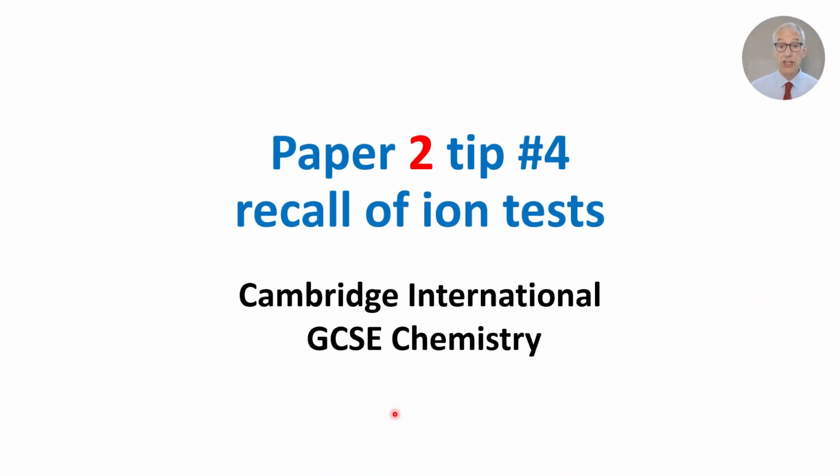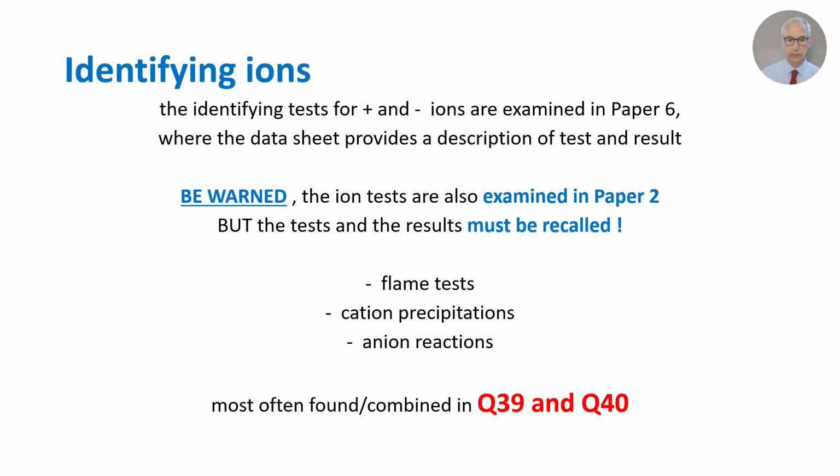Cambridge International GCSE Chemistry, Paper 2, tip number 4, about the need to recall ion tests. The tests for positive and negative ions are examined in paper 6, but you are provided with a data sheet. Be warned, in paper 2, the tests and the results must be recalled. So these include flame tests, positive ion precipitations, and anion reactions. And you'll find them either individually or combined in questions 39 and 40.